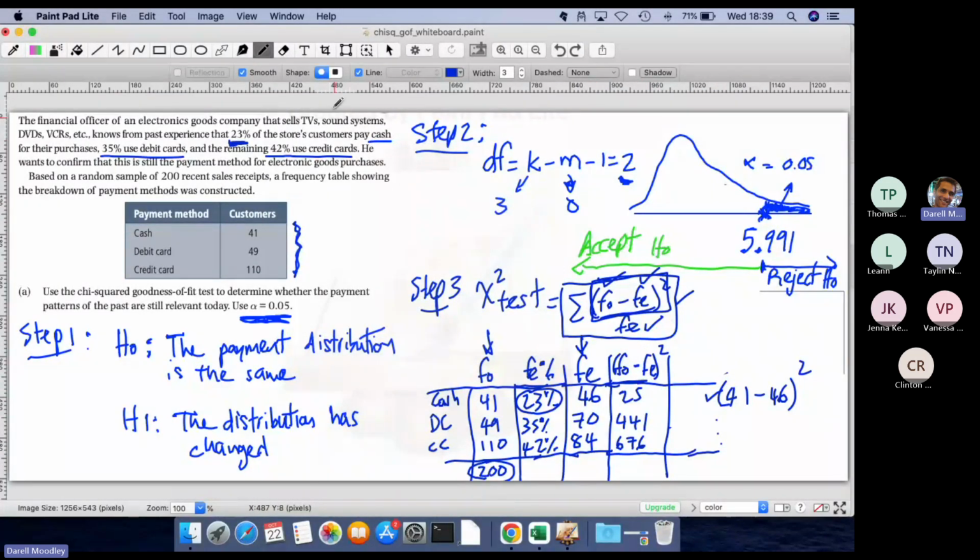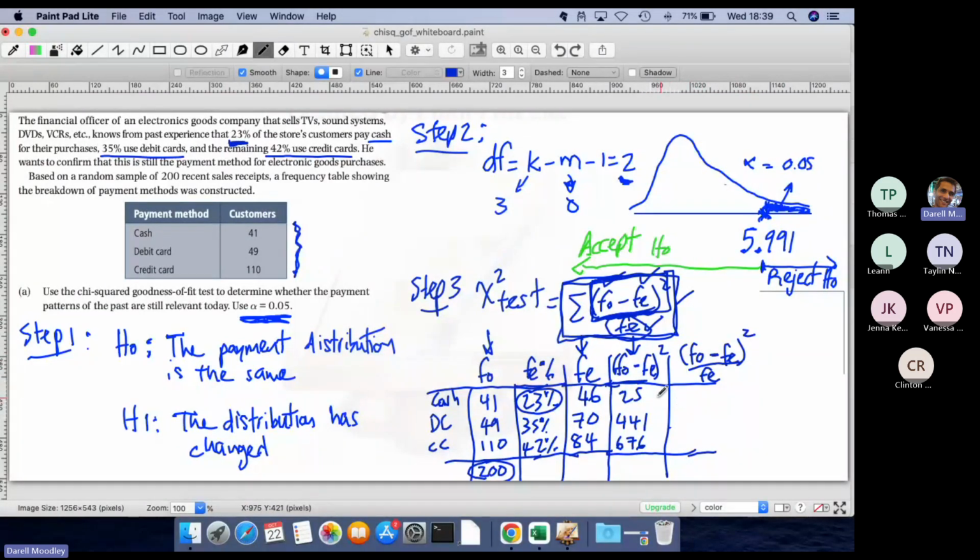Okay, so now you've got your numerator. Now the last step is just to divide that by FE. Okay, because if you look at that equation here, this whole equation, the numerator is what I worked out in this column here. So the final value is I need to take what I have in the numerator and then divide by FE. So the last column is going to be everything, F0 minus FE all squared divided by FE.